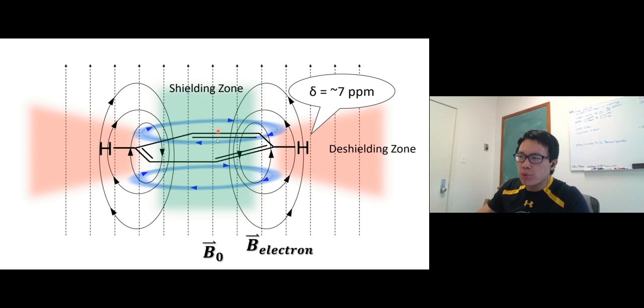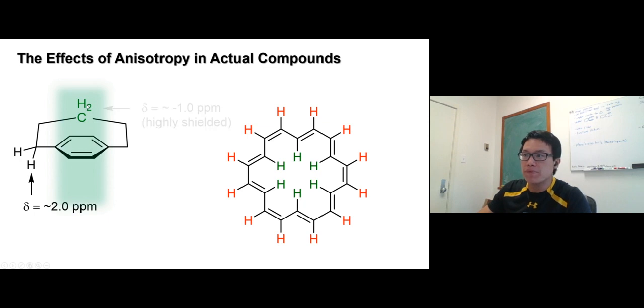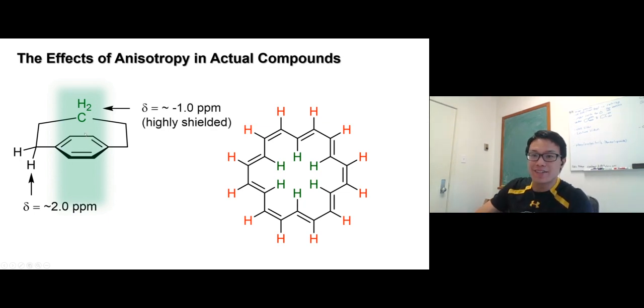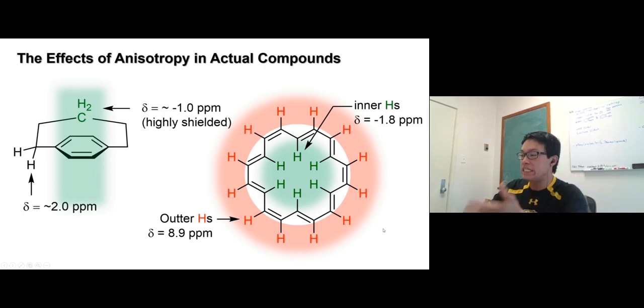If we could put a proton inside the benzene ring, it would be shielded, because we have a deshielding zone outside where the two magnetic fields add up, and inside they cancel each other. So this is what happens. Some people made this molecule, putting a proton inside the benzene ring. Guess what happened? This proton has a chemical shift of -1 ppm, highly shielded. And look at this annulene compound: the outside protons have a chemical shift of about 8.9 ppm, while the inside ones are at -1.8, even more shielded than TMS, the reference compound.